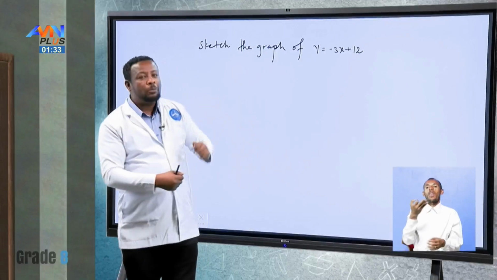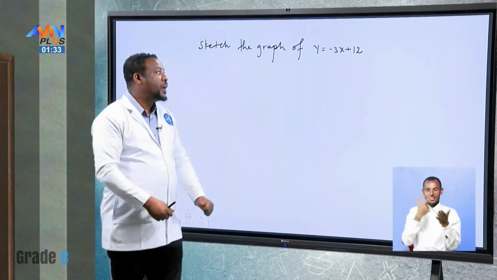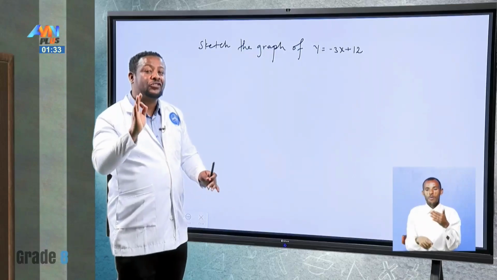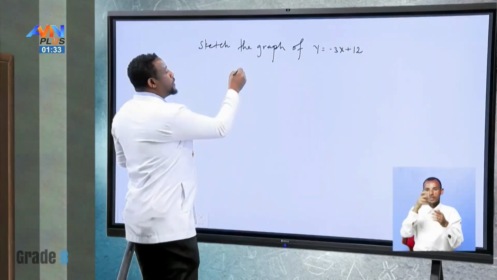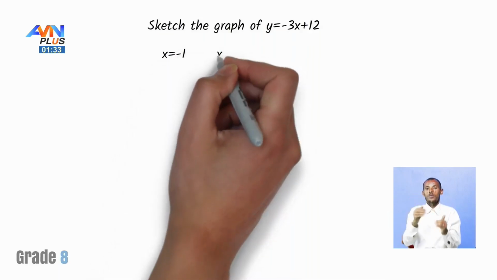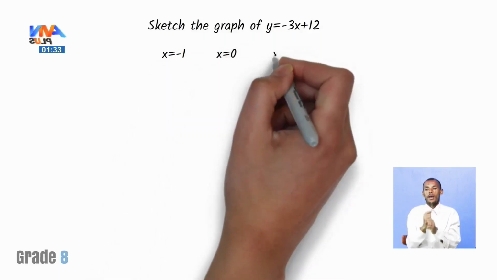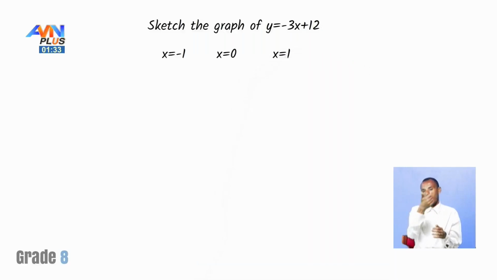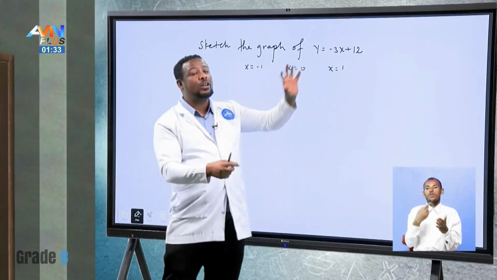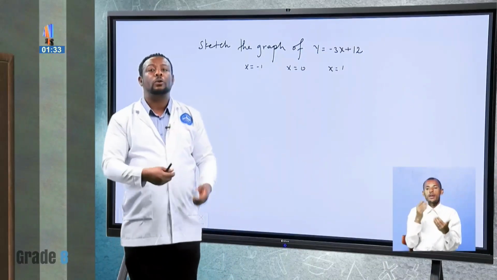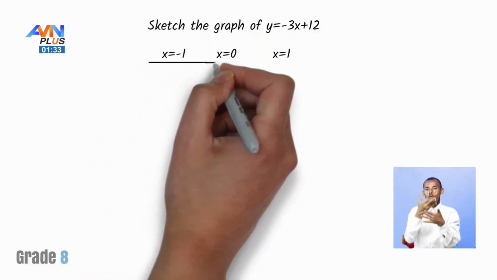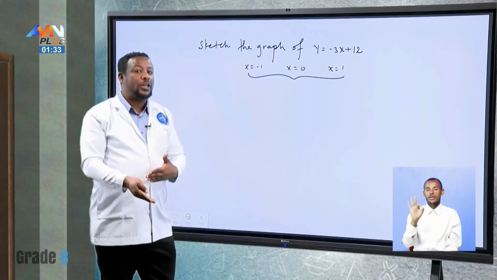Well, I hope you properly sketched this graph. You need to take 3 different x values: x = -1, x = 0, and x = 1. To make the calculation easier, you can take any x values that you like. I'm just taking -1, 0, and 1 to make this calculation very easy so that you can easily obtain the y values. So substitute these x values and obtain the corresponding y values.